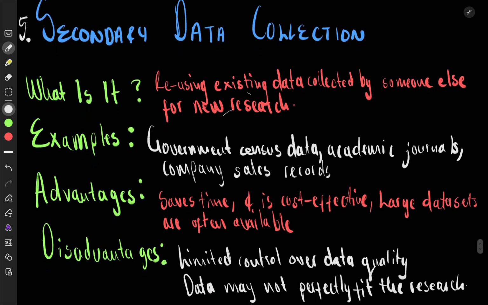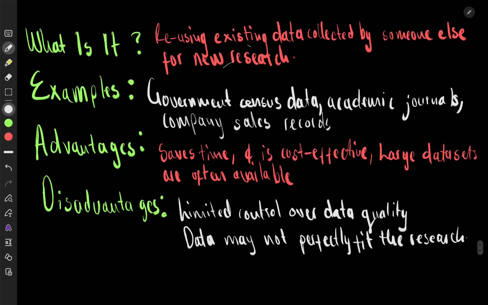Okay, examples: government census data, academic journals, company sales records. These are the other things. Government census data, if you take it and you reuse it for something else, then this is secondary data. Academic journals, if you take the information and reuse it, secondary data. So examples, yes, government census data, academic journals, and company sales records.